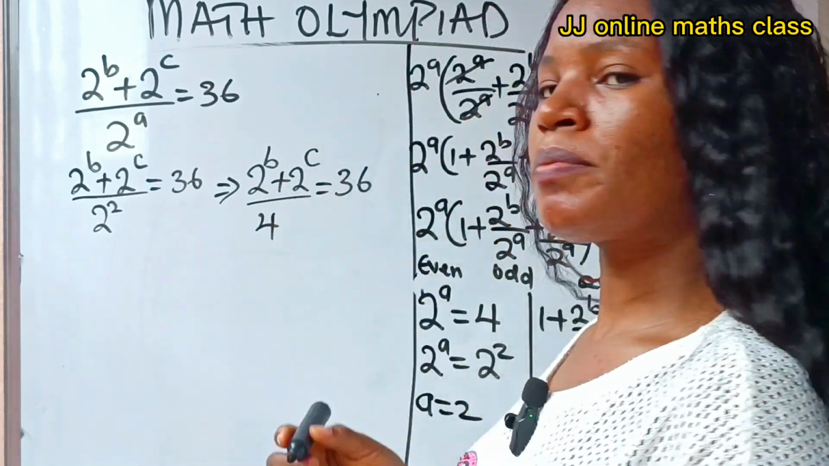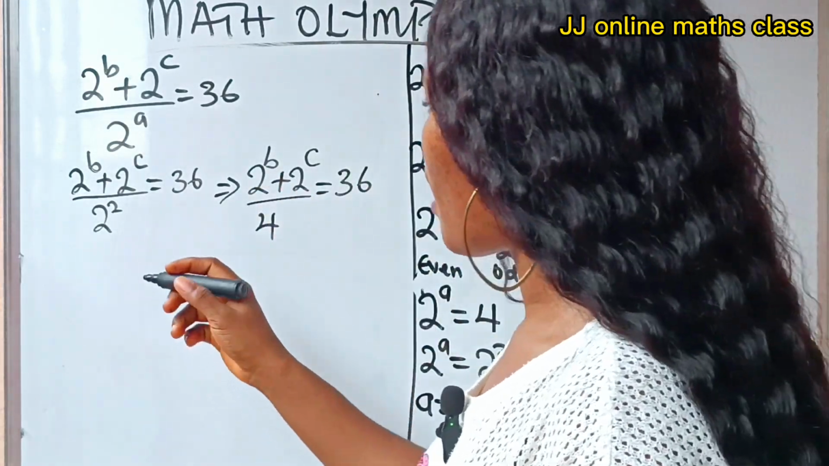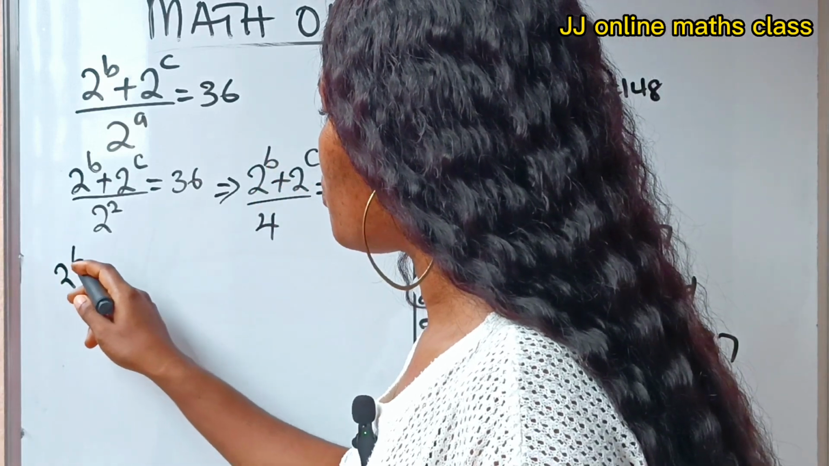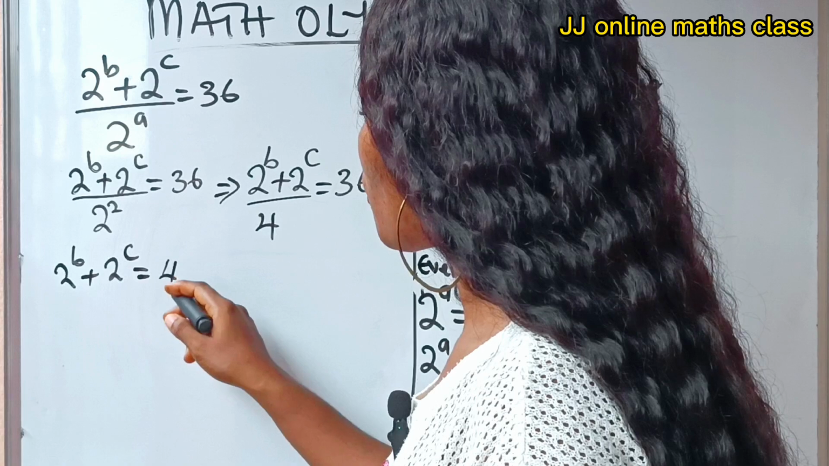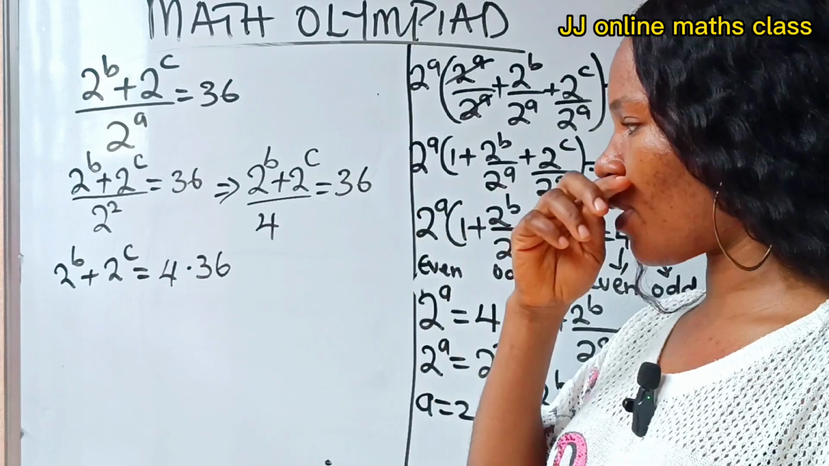Now when we cross multiply this particular equation, we will have that 2 to the power of b plus 2 to the power of c is going to be equal to 4 times what? 36. Now we have even, we have even.